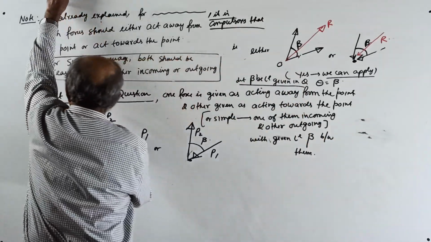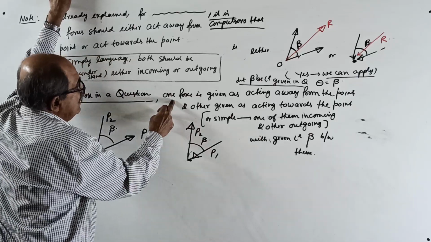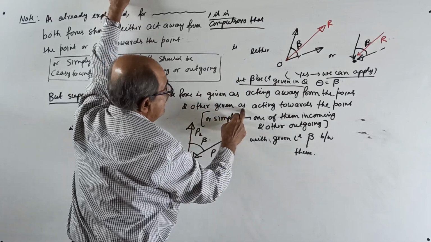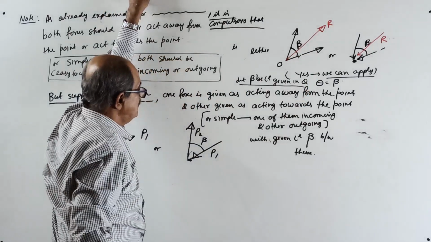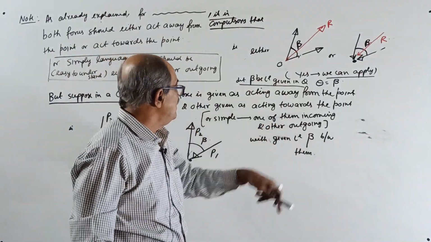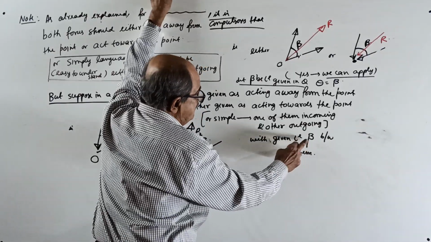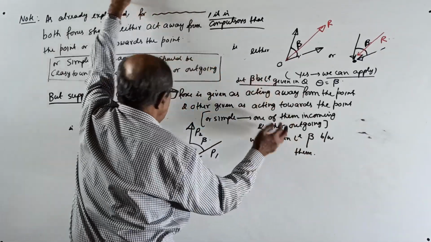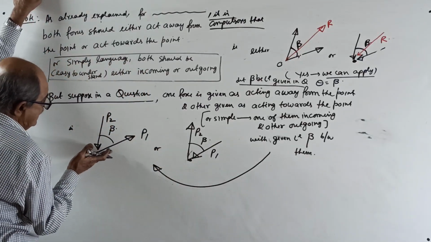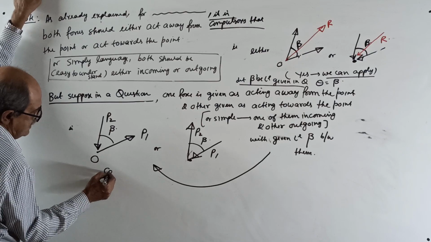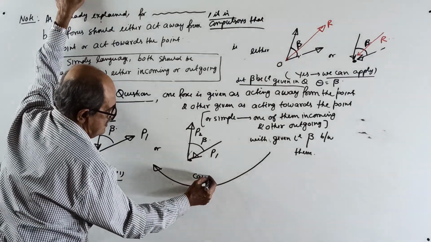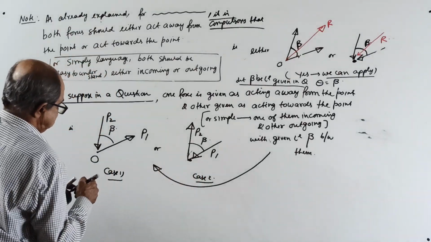In simple language, suppose in a question one force is given as acting away from the point and the other as acting towards the point. Means one of them is incoming, the other is outgoing, with the given angle beta between them. How? As shown here. Here, I'll put case 1 here, and case 2 here.